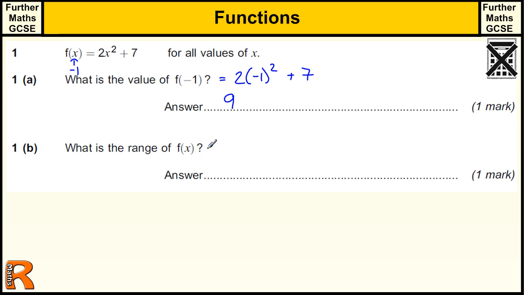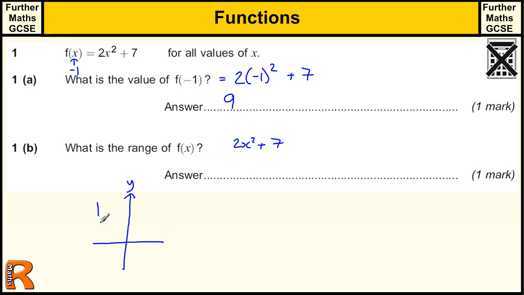What is the range of f of x? Well, the range, you can think of this in a number of ways. So the range are the values that f of x can be. So what values does the function 2x squared plus 7, what possible values can that be? Well, if we think about what this function looks like as a graph, another way of thinking about what the range is: what values does the y-axis take? What values do the y-coordinates take?